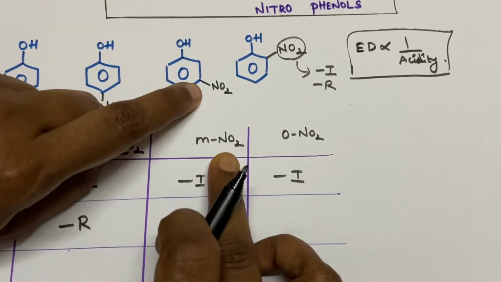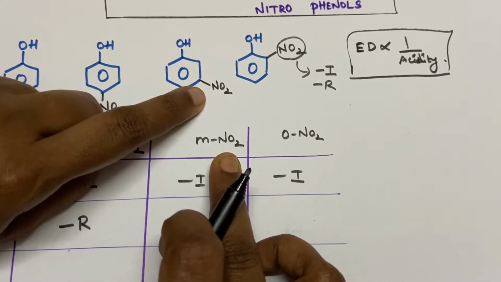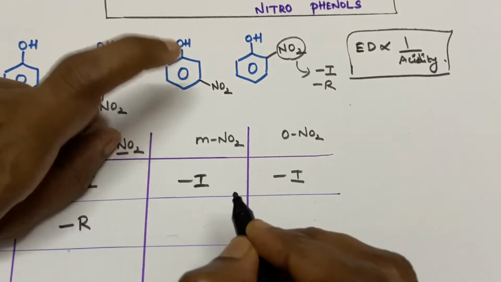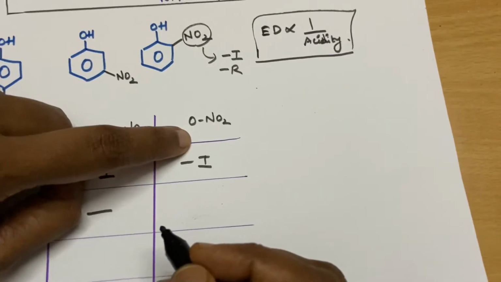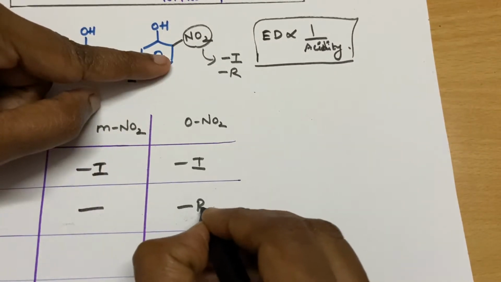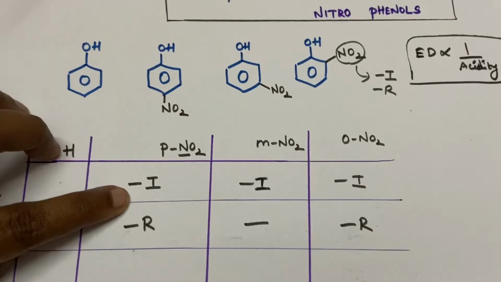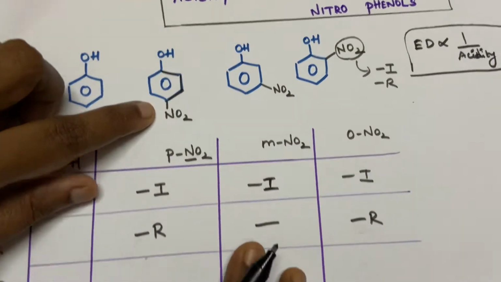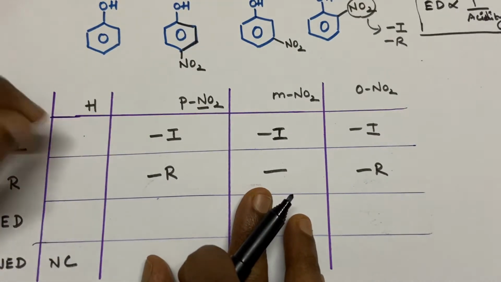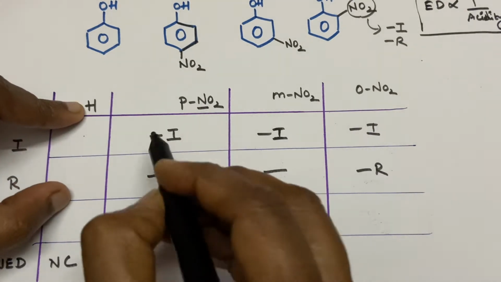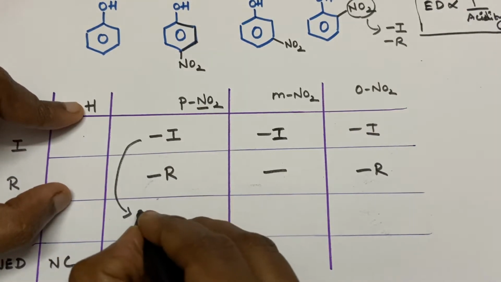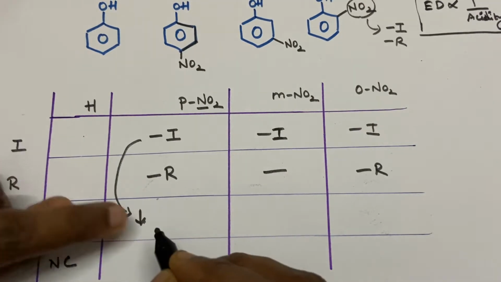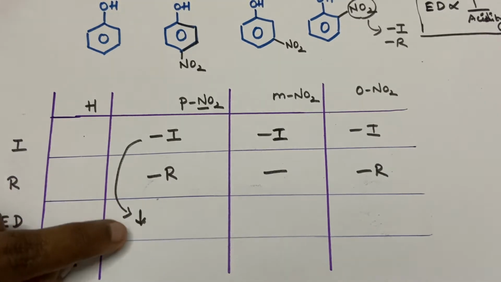Nitro, if it is present in the meta position, will not participate in resonance. So only the inductive effect will take place in the meta position. Please remember that. No resonance here, and in ortho and para nitro, the minus R effect is going to take place. The inductive effect decreases with distance. In the para position, it is 3 bonds away. So due to the minus I effect the electron density is going to decrease, but not that much, because it is 3 bonds away. The effect is very less, so I have written a very little arrow mark showing that the electron density is going to decrease.